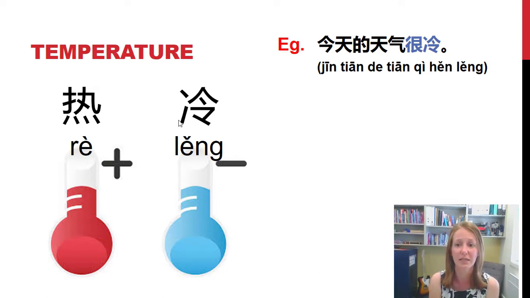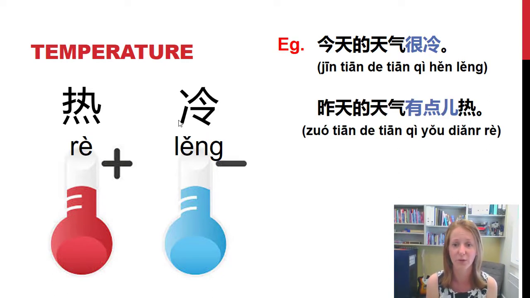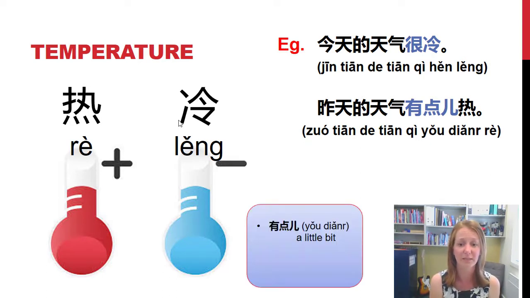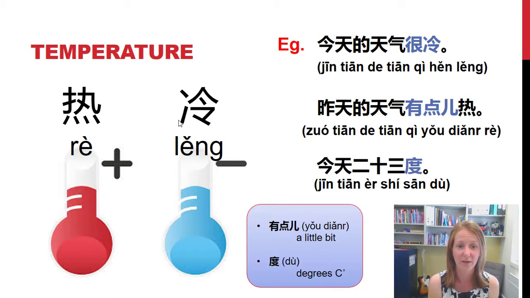So 今天的天气很冷. How about this one? 昨天的天气有点热. 有点 means a little bit. So if it is not very hot, it is a little bit hot, we say 有点热. And talking about degrees, 今天23度. 度 is the word for degrees Celsius. So 今天23度. Today is 23 degrees.